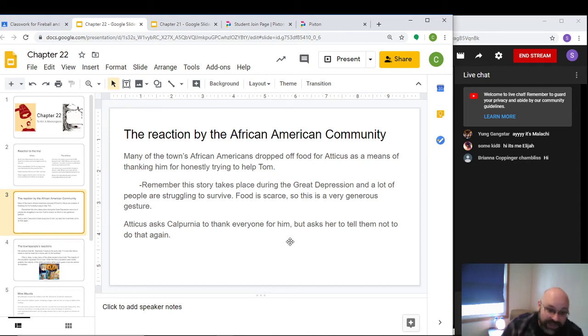The reaction by the African American community is pretty telling. Most of the African Americans in town drop food off for Atticus. So when he wakes up in the morning, there's all this freshly prepared food. Tom's father dropped off an entire chicken. Someone dropped off rolls. It's basically just this huge feast, and this is just the people's way of saying thank you to Atticus.